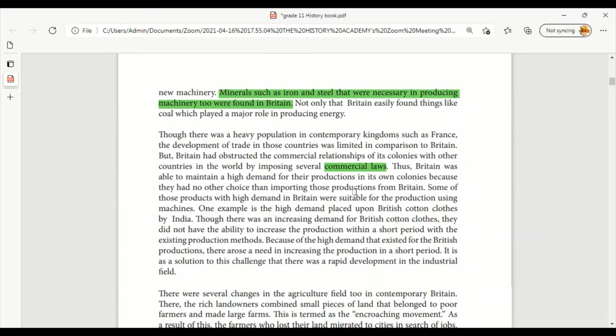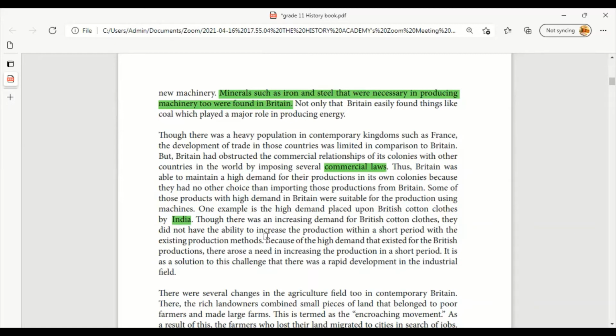So Britain had only one way, which was to export their goods to their colonies. In their colonies, there was a high demand for British products. For example, in India, there was a high demand for British cotton clothes. Why is that? Because India got only clothes from Britain. So there was an increase in demand for British cotton clothes. They did not have the ability to increase the production. Once the demand increases, they have to increase the production with the demand. But since they didn't have the technology or the production methods to increase production with the demand, they searched for other alternatives.